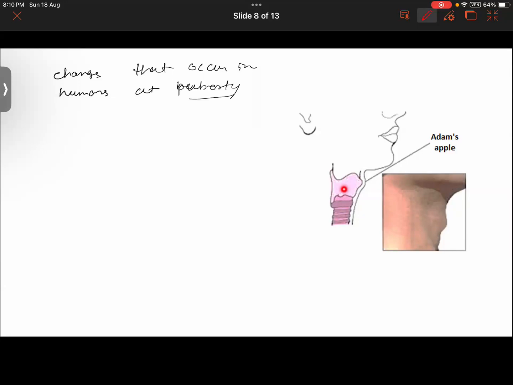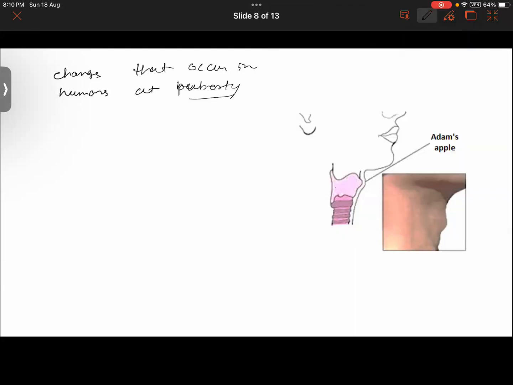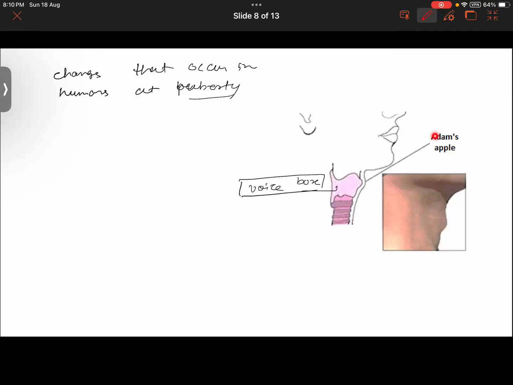Due to the growth of the Adam's apple, we see that the voice changes. The Adam's apple is nothing but the voice box. The voice box is also called the Adam's apple. Ever thought about why the voice box is also called the Adam's apple? Did you ever think about this? You know about Adam, Prophet Adam.